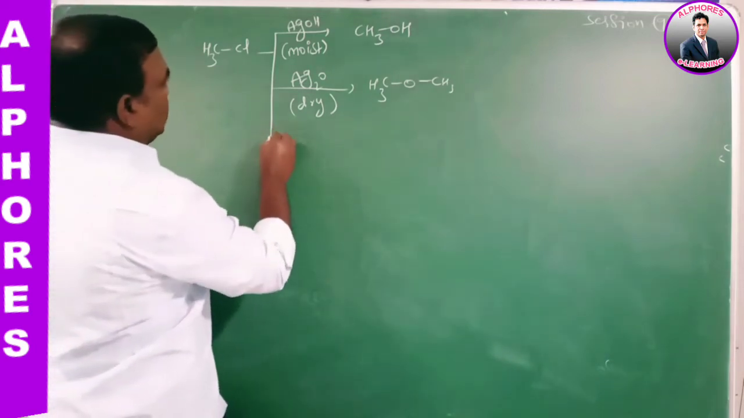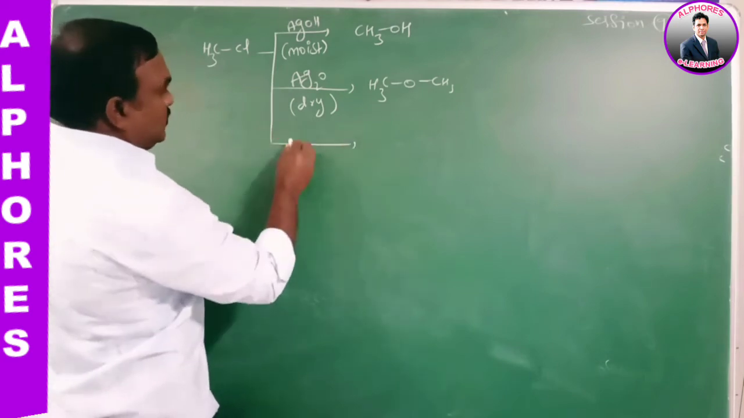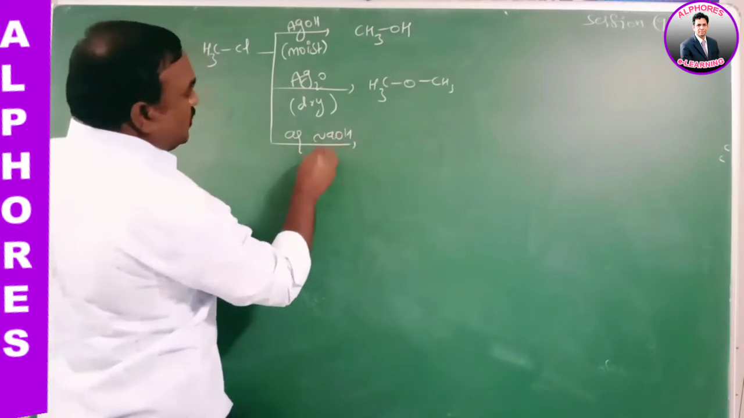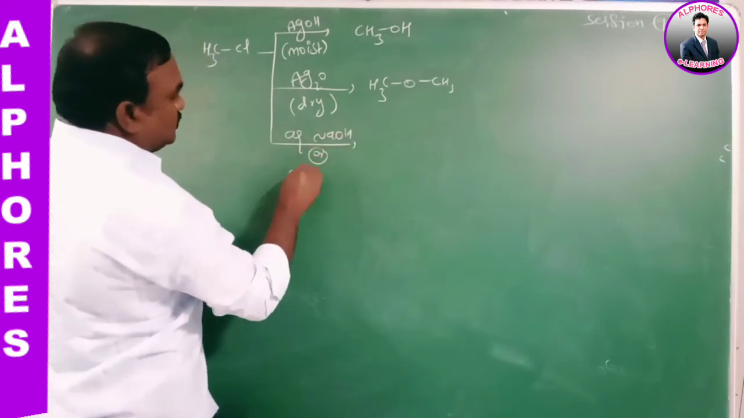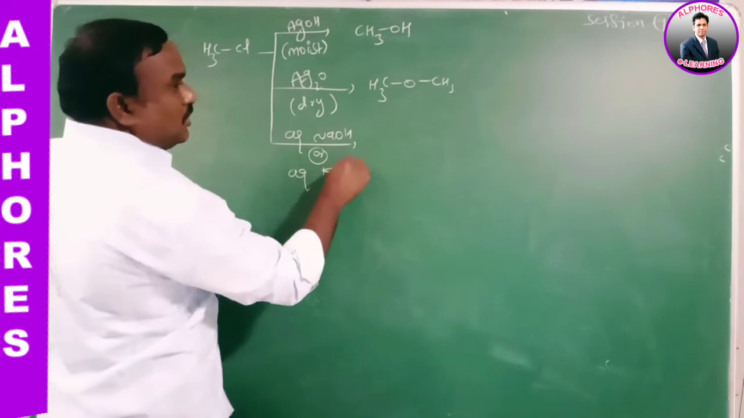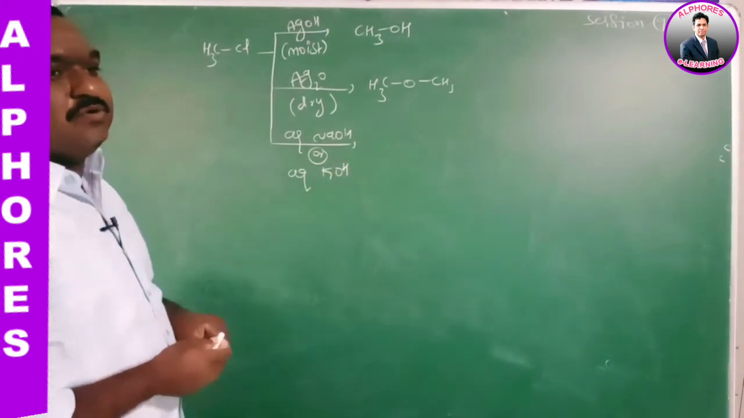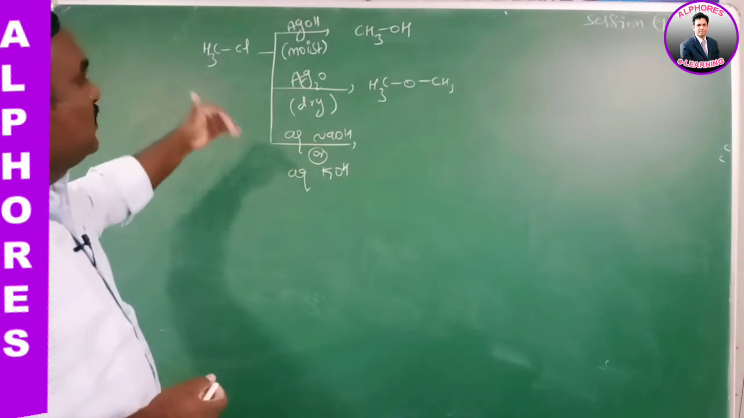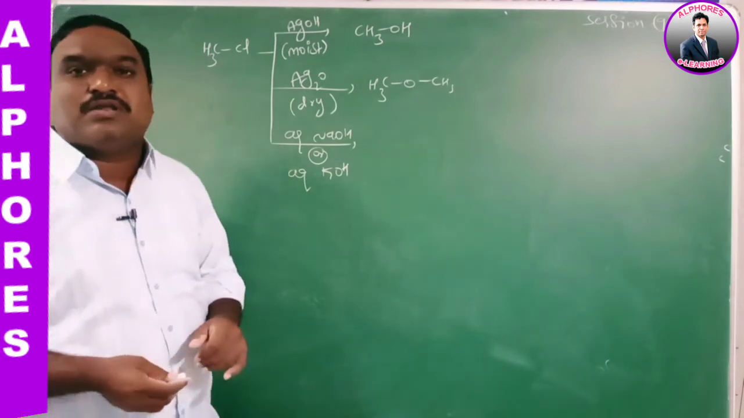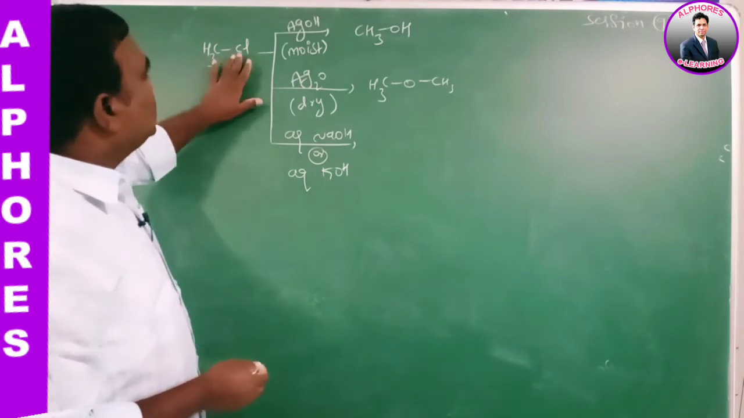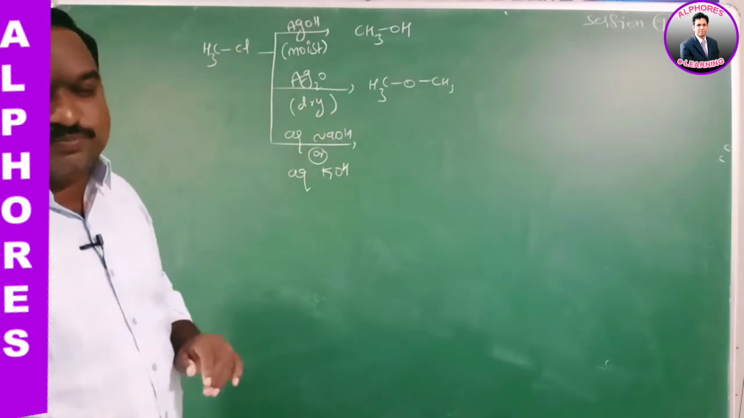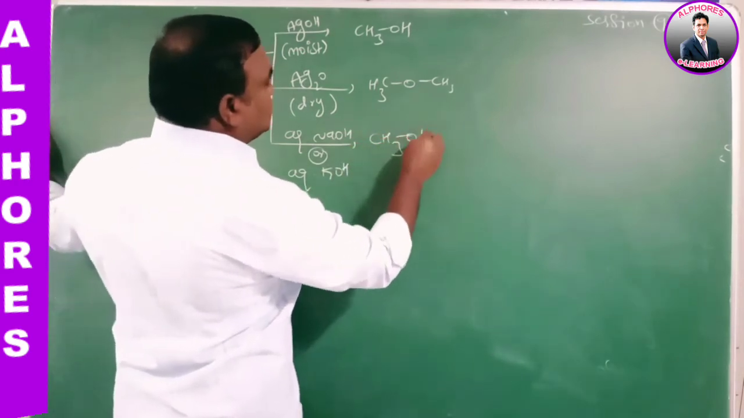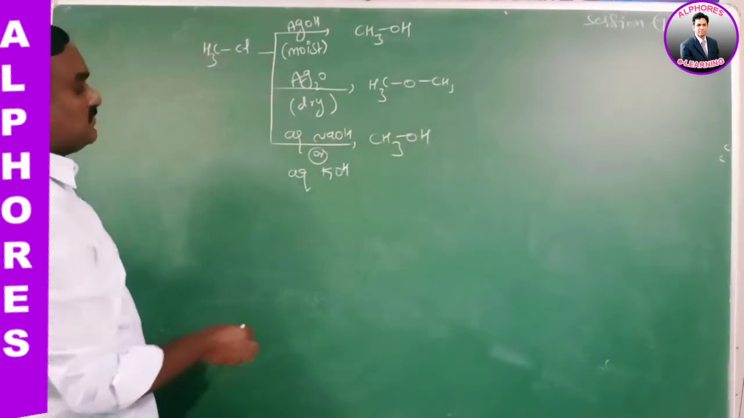For example, here the compound reacts with NaOH, or with KOH. What will happen in this case? Again, the molecule undergoes a nucleophilic substitution reaction. Cl- is substituted by OH-, so methyl alcohol is formed in this case.